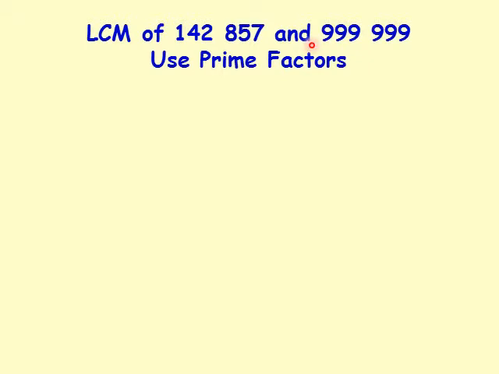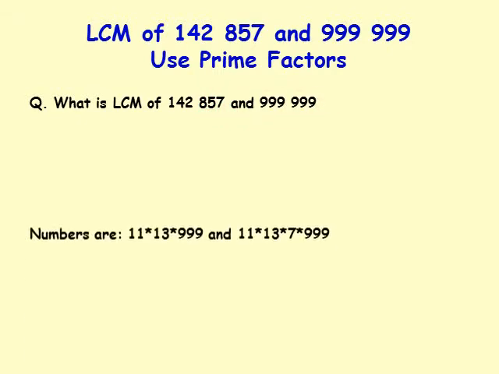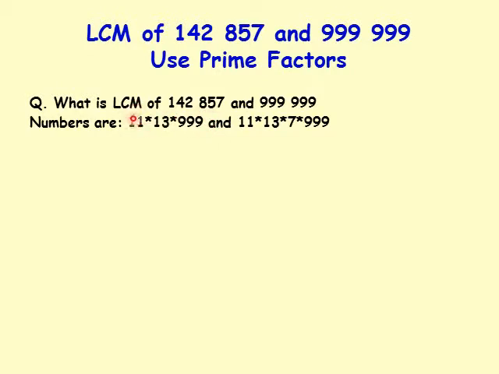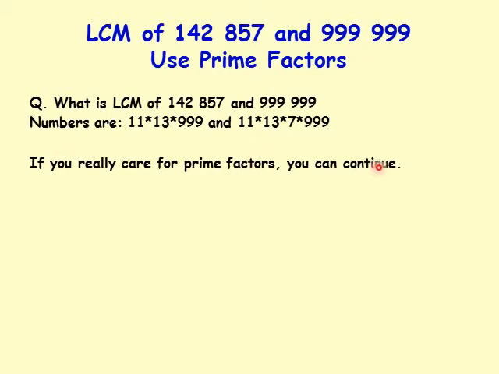Let's see if we need to do prime factors. Okay, let's continue. What's the LCM of 142,857 and 999,999? We already did that. The two numbers were 143 times 999, and 1001 times 999, which we further divide into 11 times 13 times 999 and 11 times 13 times 7 times 999. But we are caring for prime factors here. Instead of doing the factors, we used 999 as a common factor, which is not prime. If you really care for prime factors, we can continue from here.